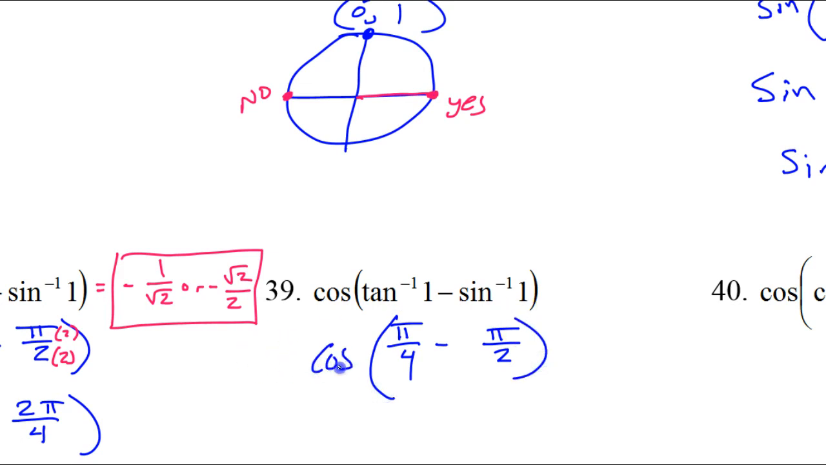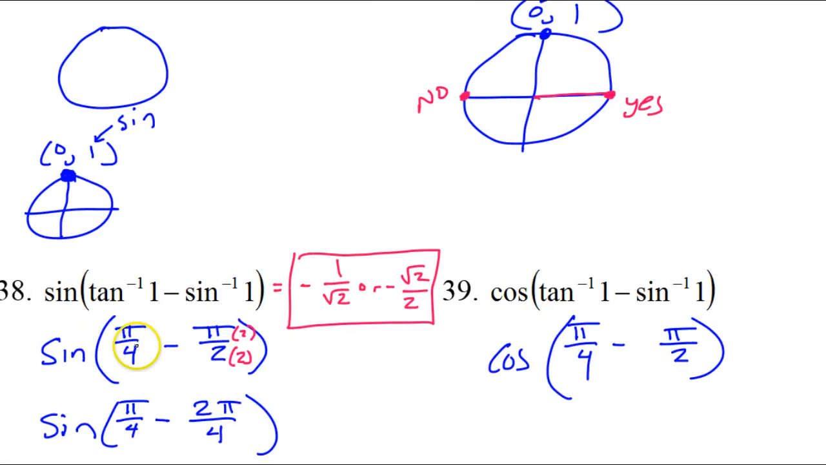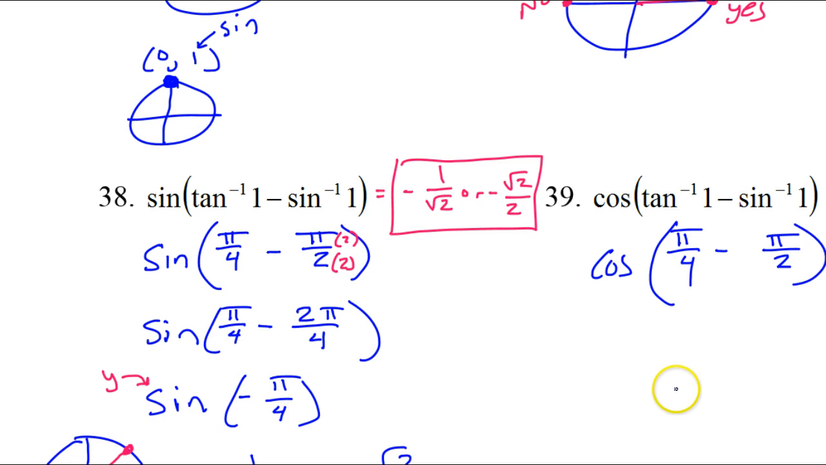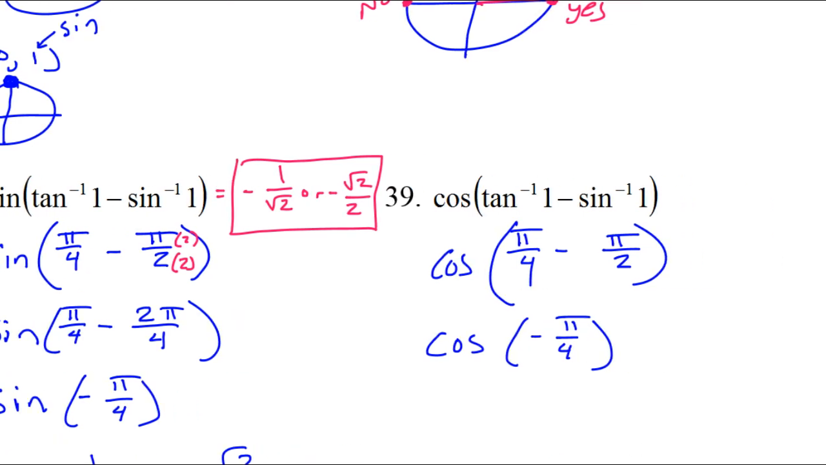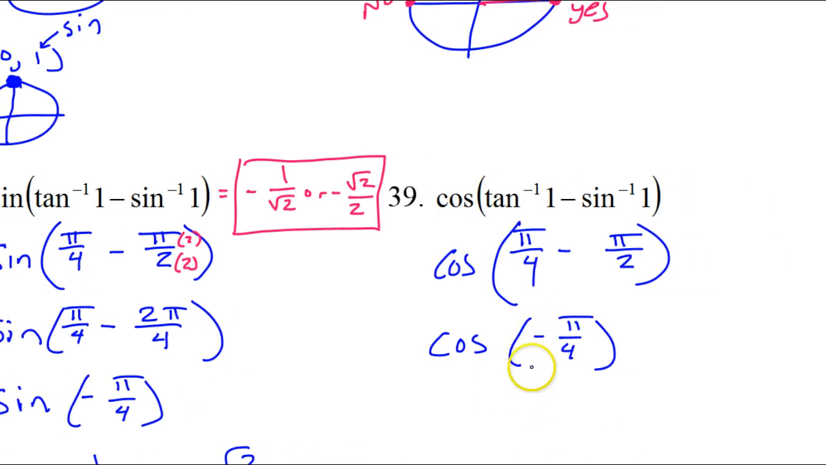All right, so now we have the cosine of all this. Now we just did this on the last problem. We had pi over 4 minus pi over 2. That was the same thing as pi over 4 minus 2 pi over 4, and that gave us negative pi over 4. So the same thing is going to happen here. This is going to be the cosine of negative pi over 4. Ignoring the negative sign for a minute, we've memorized that the cosine of pi over 4 is 1 over radical 2, which is the same thing as radical 2 over 2.